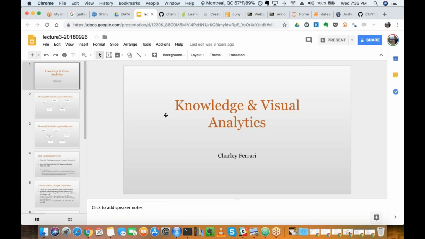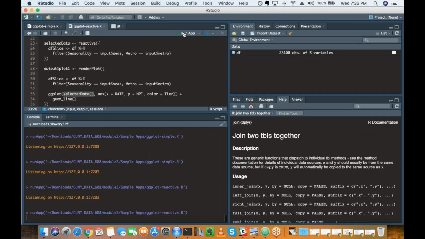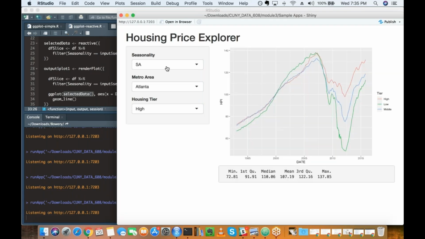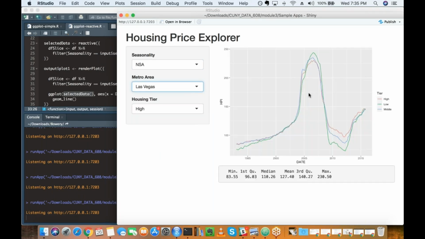because, and I didn't really get a chance to note this yet, when I'm making selections of seasonality and metro area, I'm affecting both the graph and the print. But when I'm choosing housing tier here, I'm only affecting the print down here. I'm not affecting the graph. This adds an additional layer of complexity to this app. It's still fairly simple, but this is the beginning of when you'll want to keep more track of your app logic.